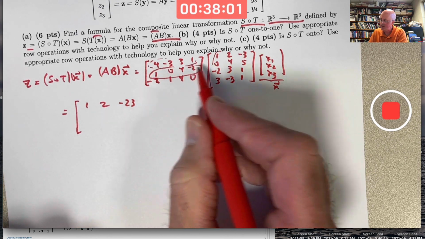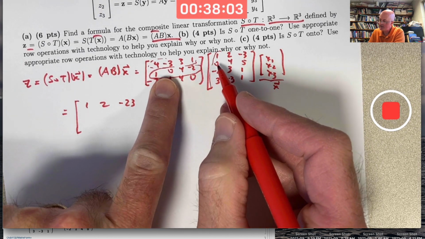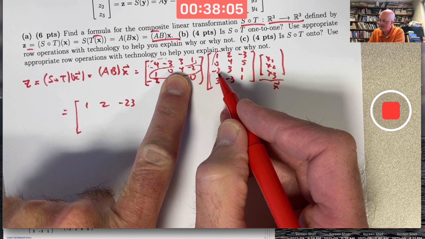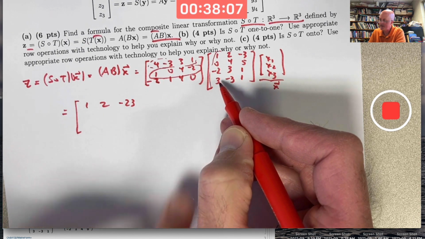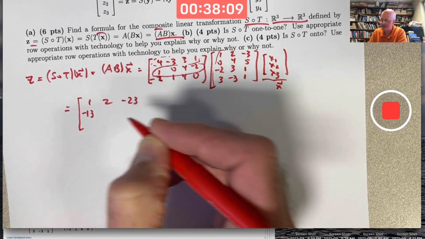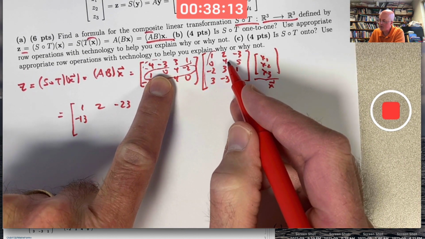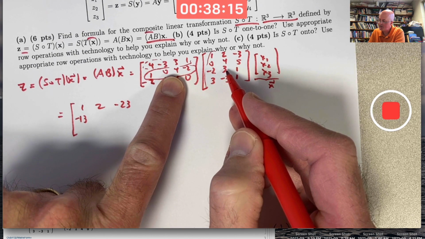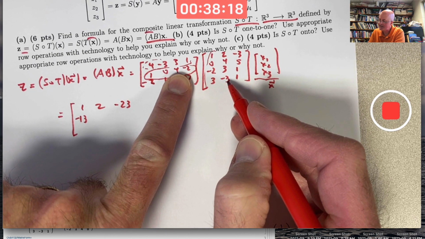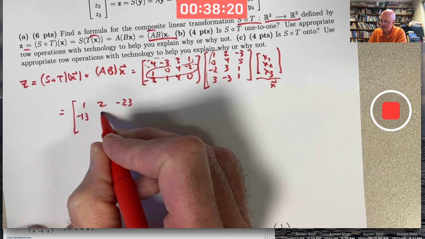Second row, first column. Look at the second row here in the first column there. 1 plus 0 minus 8 is negative 7. Minus 6 is negative 13. That is correct. Second row, second column, 2, 0. Plus 12 is 14. Plus 6 is 20. This is a 20.